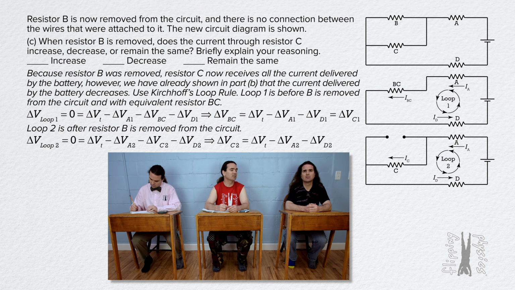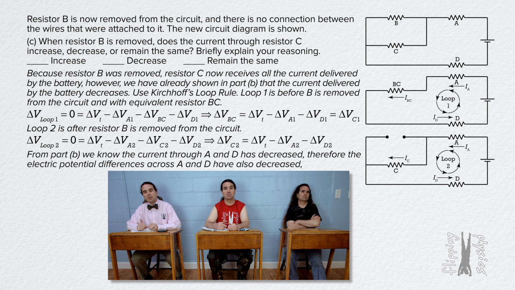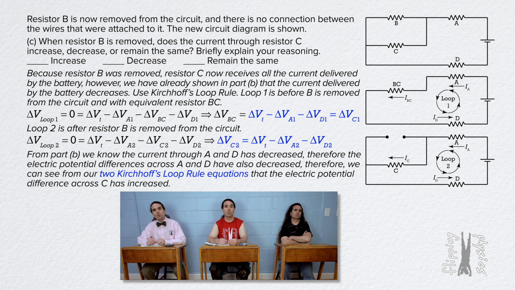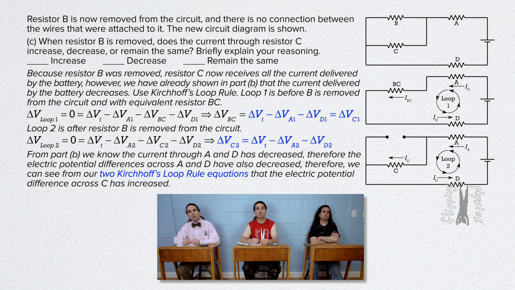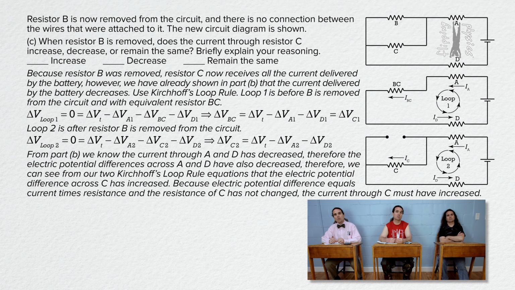Oh, I see it. Right. From part B, we know the current through A and D has decreased. Therefore, the electric potential differences across A and D have also decreased. Therefore, we can see from our two Kirchhoff's loop rule equations that the electric potential difference across C has increased. Because electric potential difference equals current times resistance, and the resistance of C has not changed, the current through C must have increased. And put a mark next to increase.